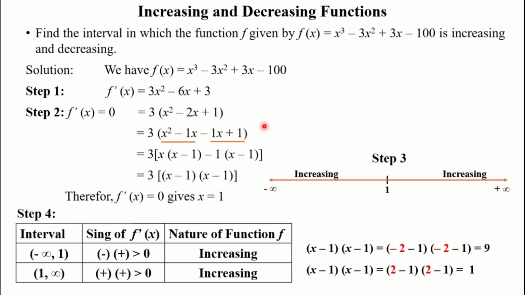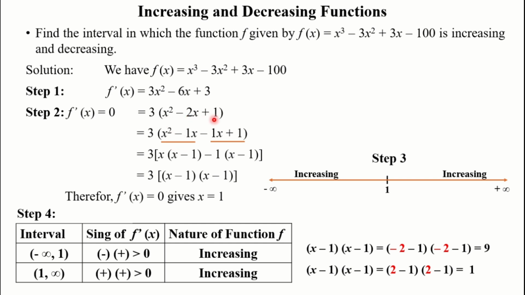Third problem. Find the interval in which the function f given by f(x) = x³ - 3x² + 3x - 100. The first derivative of this given function is 3x² - 6x + 3. Again here I have brought 3 outside: x² - 2x + 1.